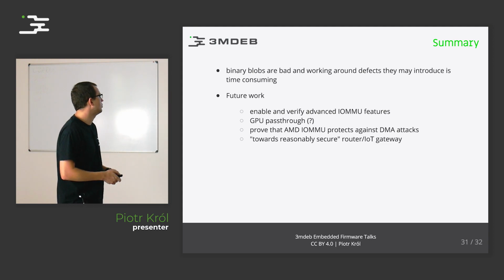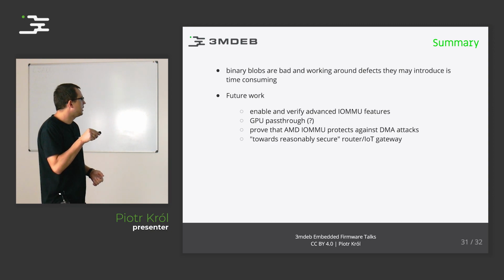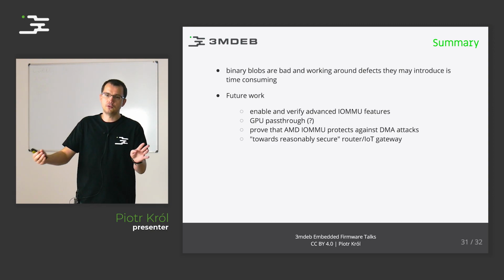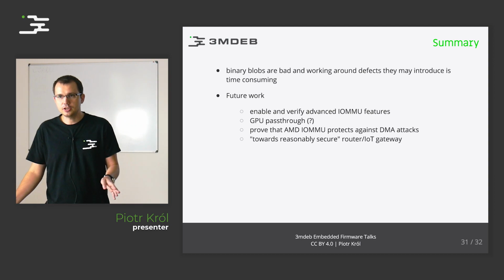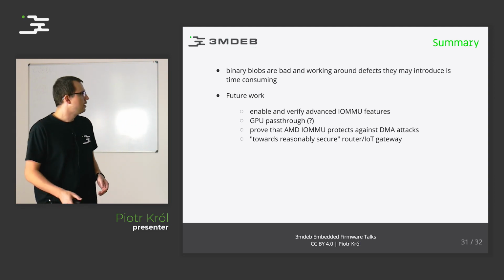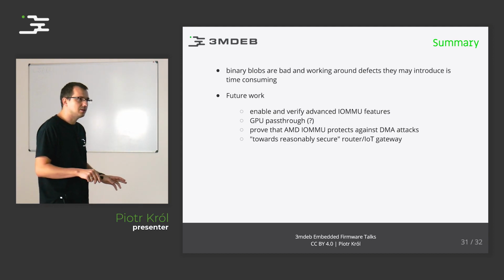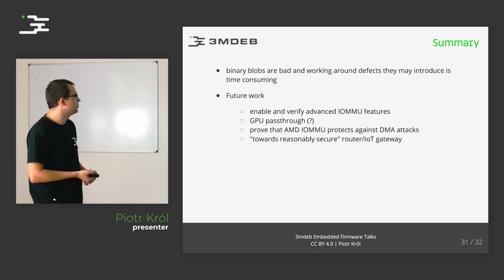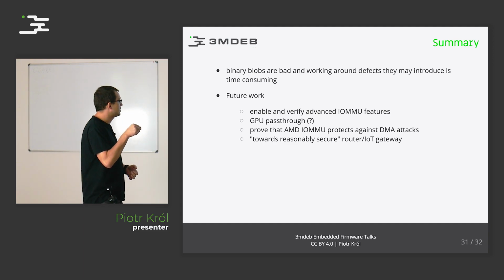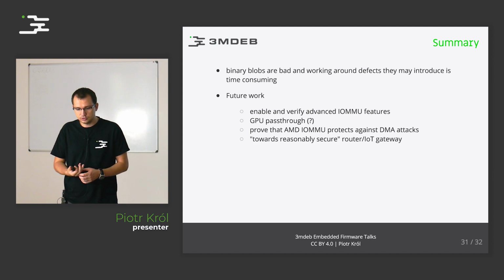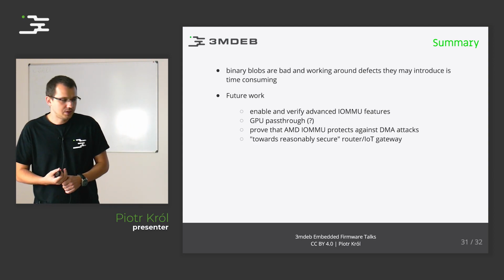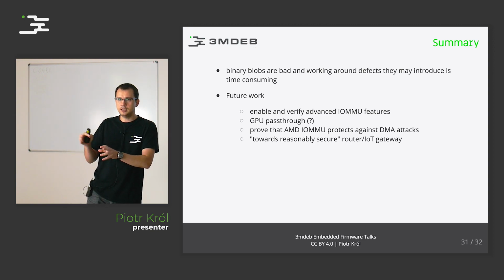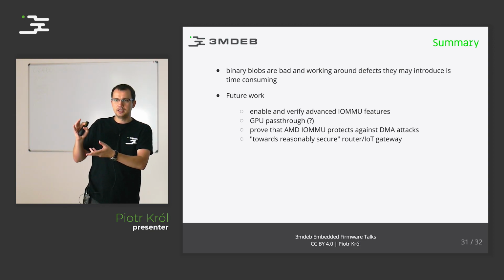And what future work do we plan? We're thinking about enabling advanced features of IOMMU. As you saw, we have a 64-bit extended feature register, so there are a lot of things to play with. The key point is how to prove it really works, because some features are just not visible to the software. GPU pass-through, I don't know if this is possible on AMD, on PC Engines, since the question is whether it is electrically correctly connected and so on.